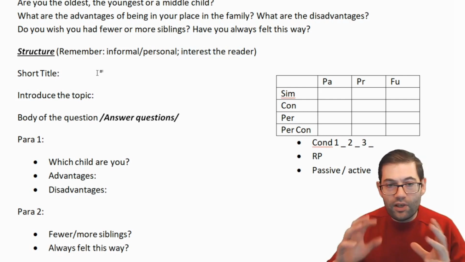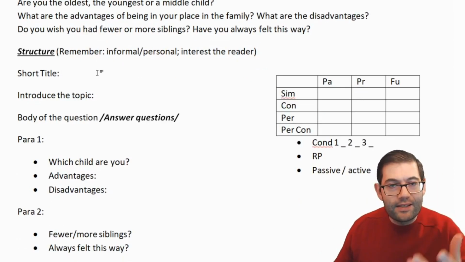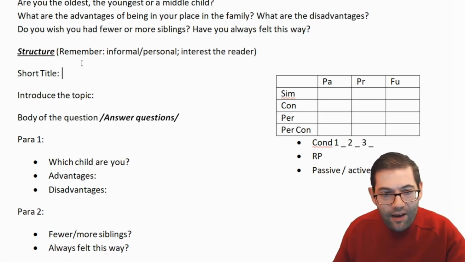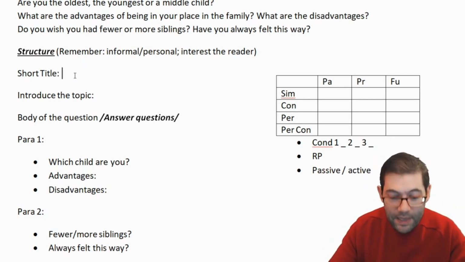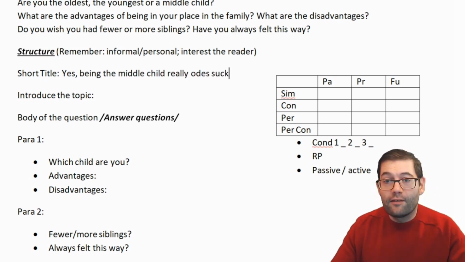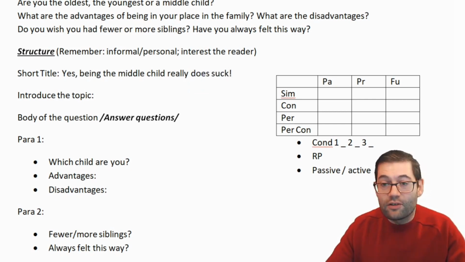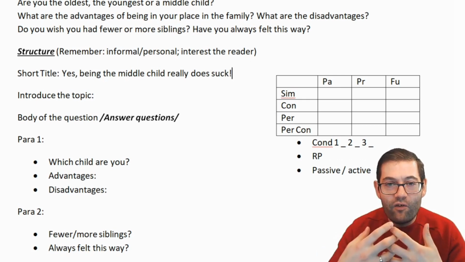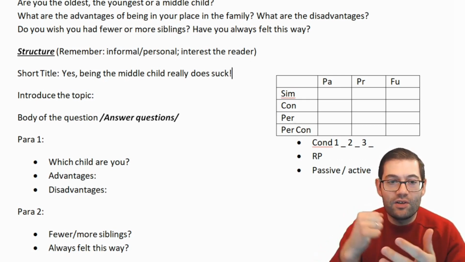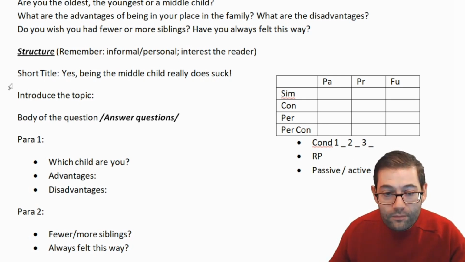So we're talking about families. Very often with families, being the middle child is not the best thing. Many people say that, many articles say that. So your short title could be something like this. Yes, being the middle child really does suck, exclamation mark. Oops, spelling mistake there. Let's just go and correct that. So here we've got informal language, personal language. The title communicates the idea of the article straight away.